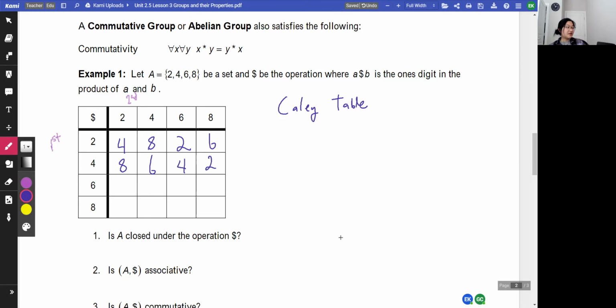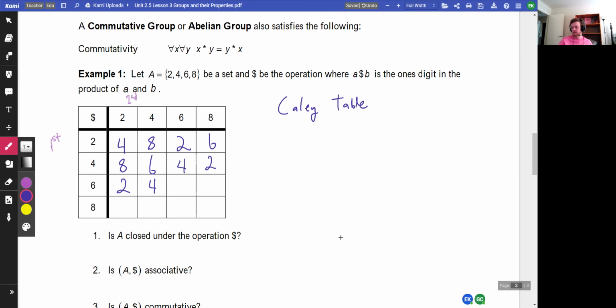32. Yeah. All right. 6 star 2 is 2. On the next one, we'll fill this out together. 6 star 4 is 4. I see a pattern here, by the way. I don't know if you see it.